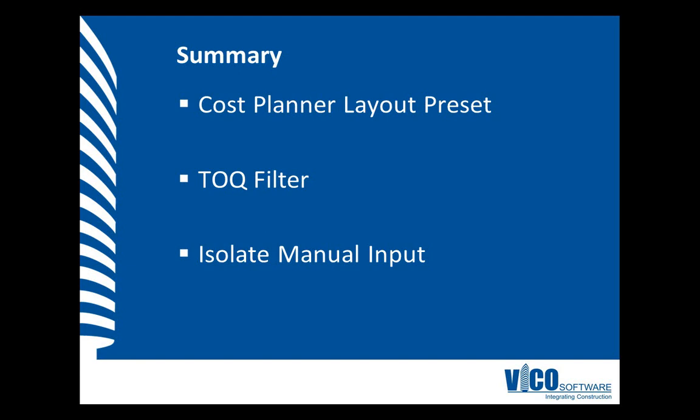The data set that I was using contains manually entered quantities, manually entered takeoff items, and model-based takeoff items. In the cost layout preset, I filtered out the manually entered quantities using the takeoff quantity filter. Then I also used the quantities layout preset to show how you can use the status column to classify the quantity input for components and assemblies.